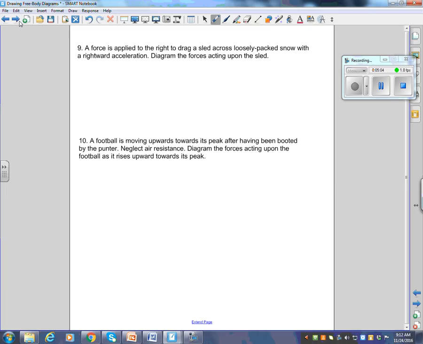Force applied to the right to drag a sled across loosely packed snow. That's code for? There is friction, exactly. Rightward acceleration. Diagram the forces acting on the sled. Weight force, normal force, friction, applied force.